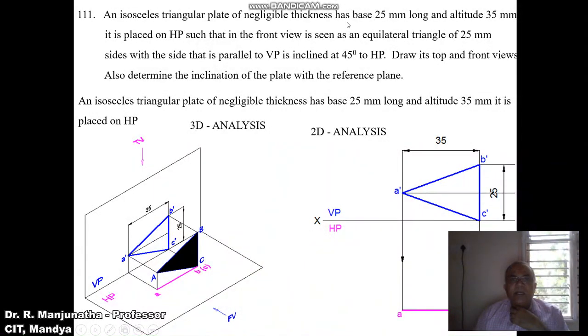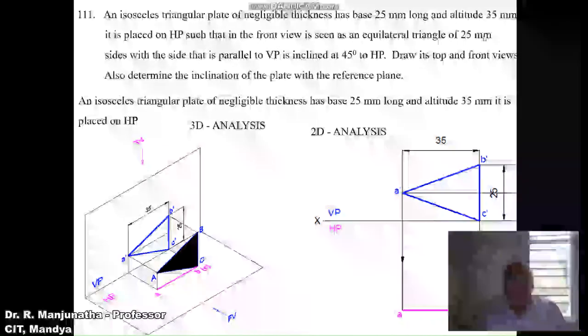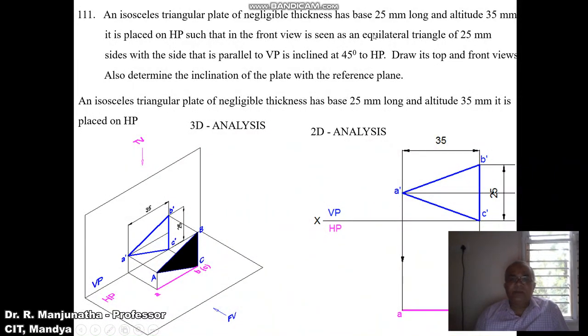So an isosceles triangular plate has its base of 25 mm and altitude 35 mm. So you have a base of 25 mm, and the altitude means the height, which is the perpendicular distance with respect to the base, which is 35 mm. It is placed on HP such that its front view is seen as an equilateral triangle. Since he has given the front view, we have to start the problem from the vertical plane.